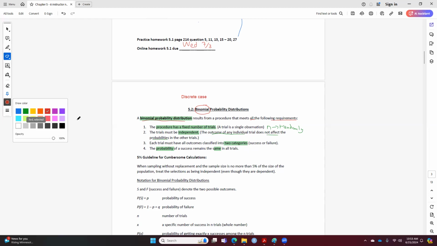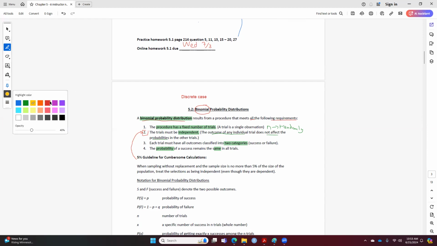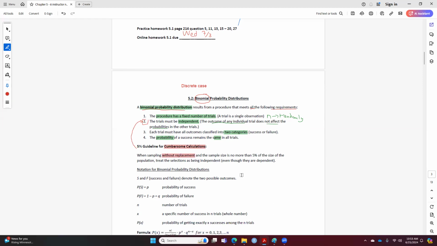Now, the other thing you need to point out here is this independence rule, so this is for number 2. This is the independence rule that sometimes we call the 5% cumbersome rule. This is for independence purposes, and it is a big keyword here. If you pick something from a sample without replacement, what do I mean when I say without replacement? Without replacement means you do not release back to the pool.